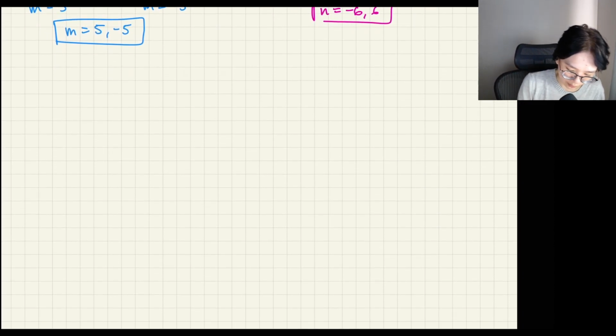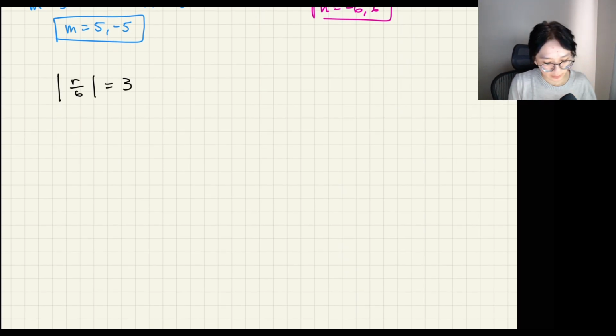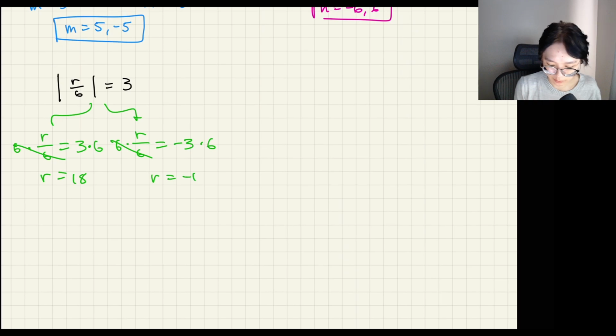Now let's do a division one. Absolute value of r divided by 6 equals 3. Still the same thing. Split into 2. R divided by 6 equals positive 3. R divided by 6 equals negative 3. How do you get rid of division? You multiply both sides. So multiply both sides by 6, and we just do it for all of them. Those cancel. R equals 3 times 6, 18. Those cancel. R equals negative 3 times 6, negative 18. R is equal to 18, comma, negative 18.